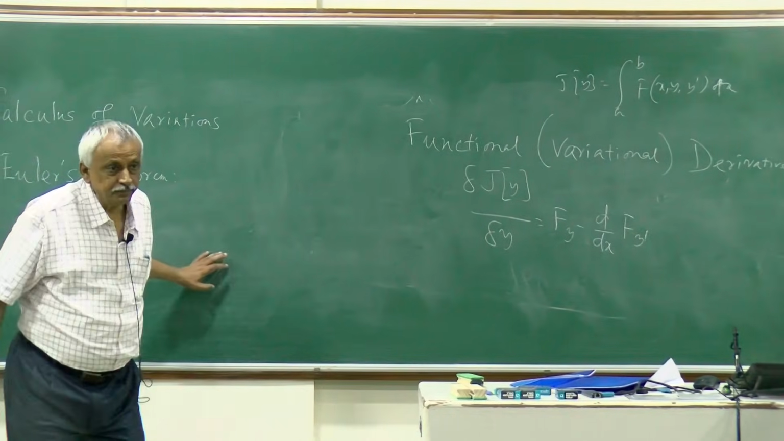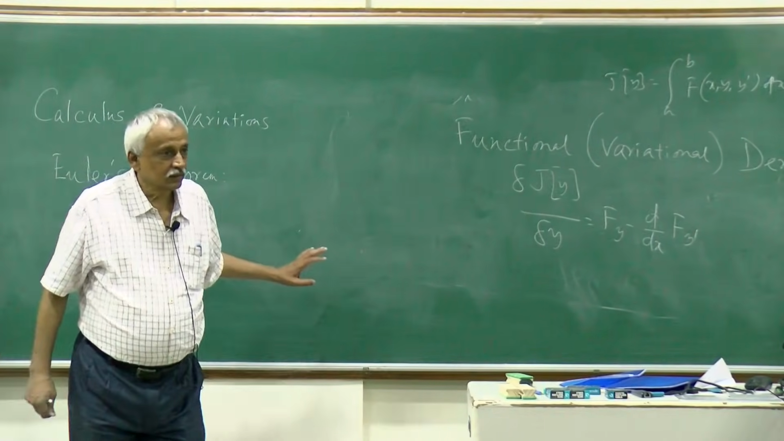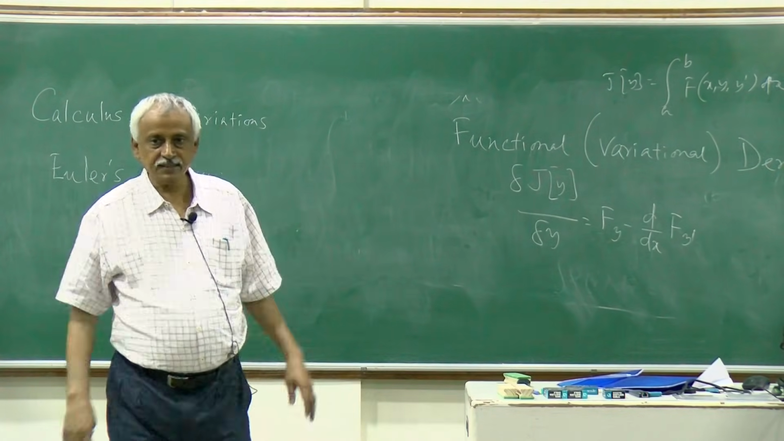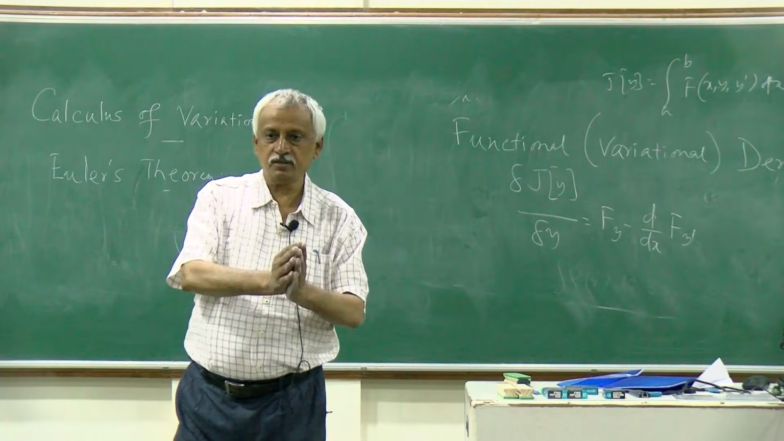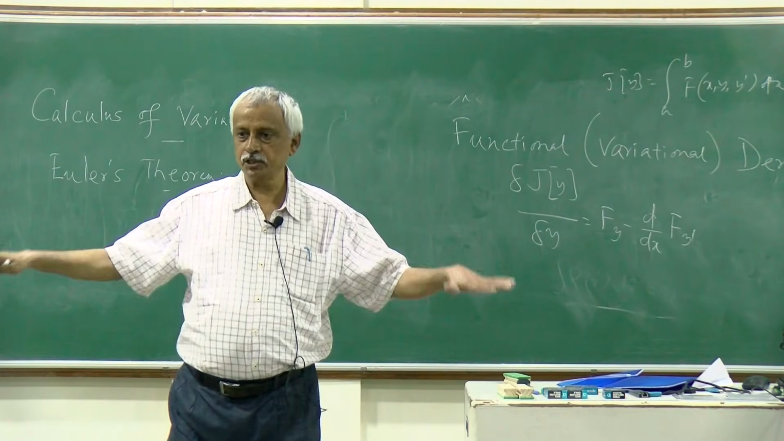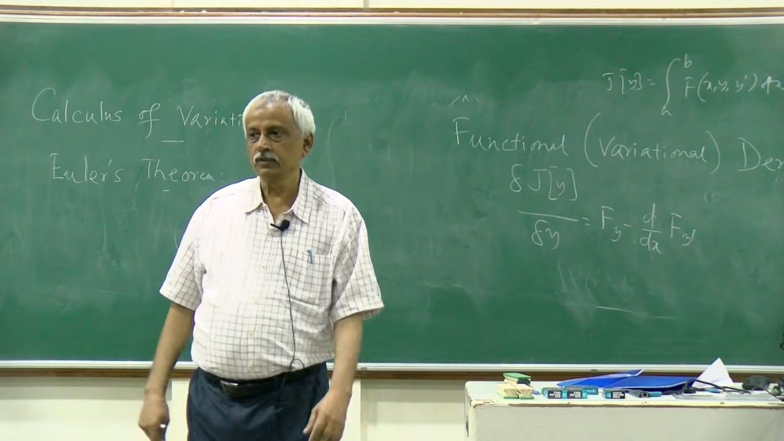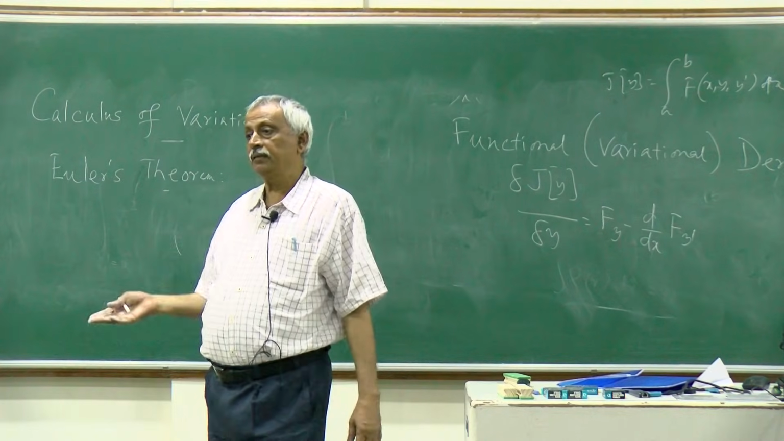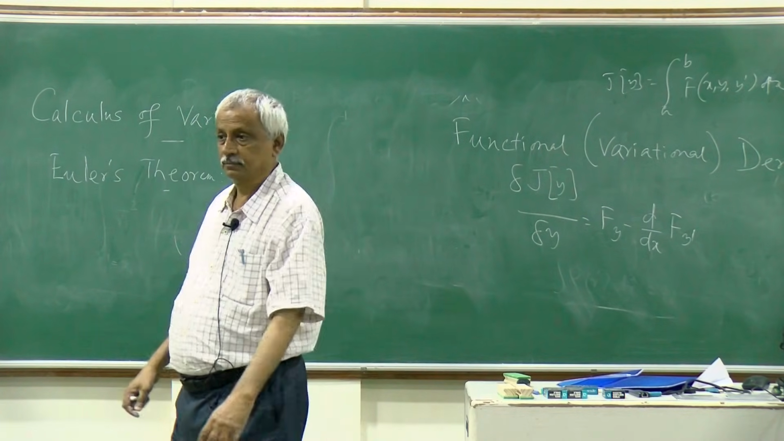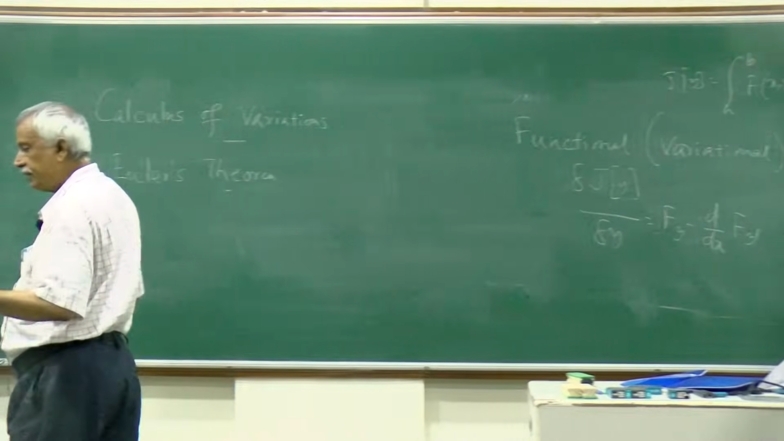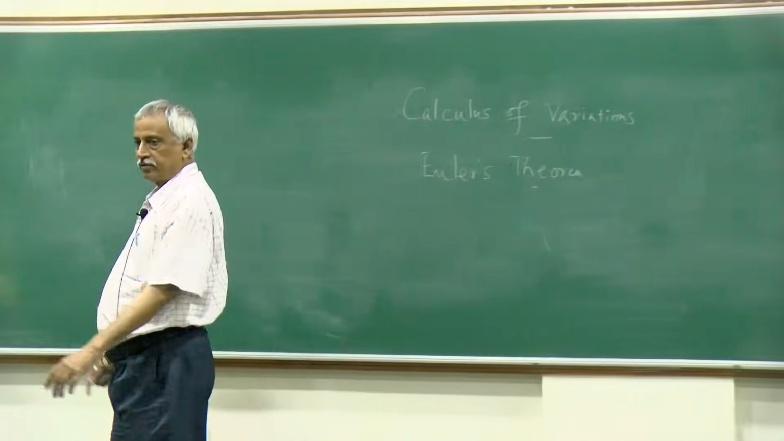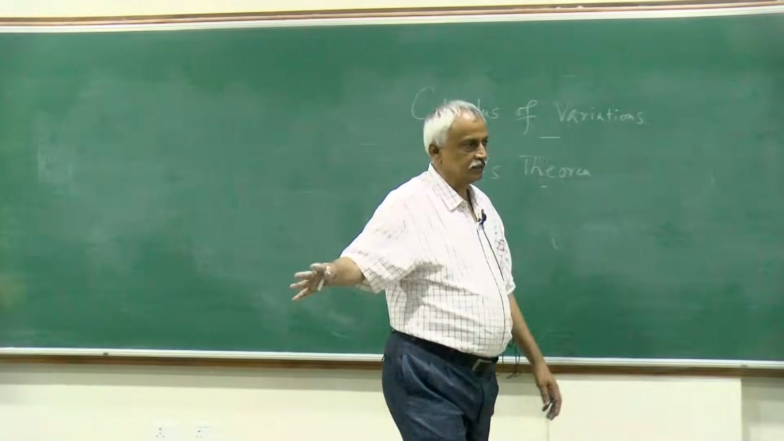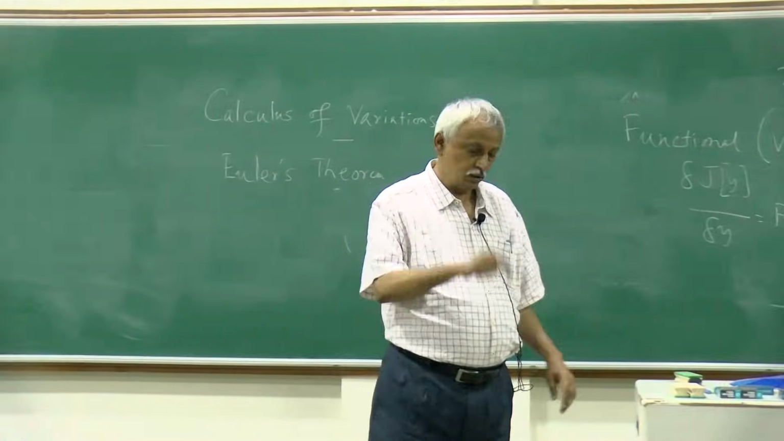So what is Euler's theorem? You remember, in an ordinary derivative, you know the necessary condition to have an extremum of a function. The first derivative must be 0, and the second derivative, whether it is positive or negative, gives you a sufficient condition. Although there is a necessary condition in calculus of variation, there is no sufficient condition. You cannot tell with certainty that there exists such an extremum, which you can do in ordinary calculus.